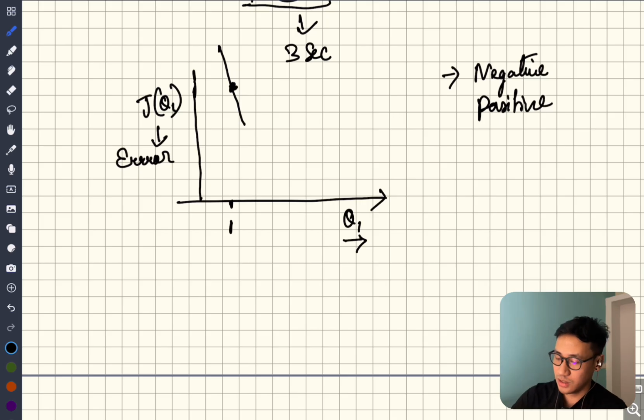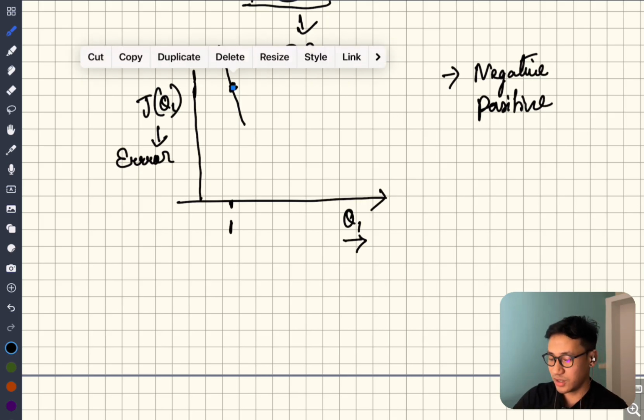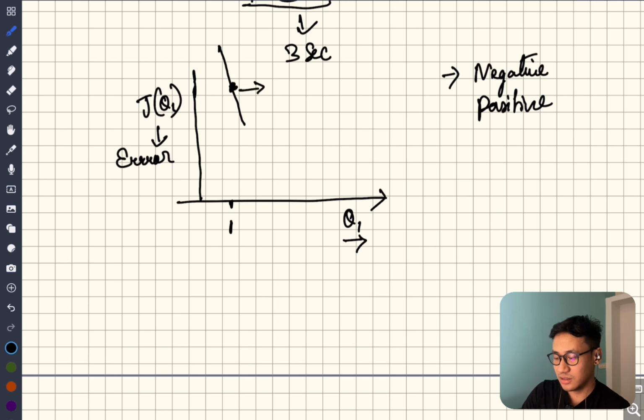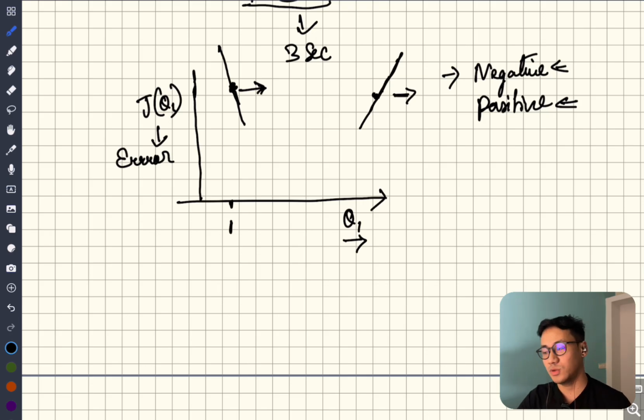Negative slope means what? After this point, on the right side, the steepness is pointing downwards. Okay, the steepness being downward means this is a negative slope. Let's say at another point the slope is like this, meaning on the right side the steepness is pointing upwards. So this becomes a positive slope, because after this point it points upwards, and here it is pointing downwards. We have to see from left to right: this is a negative slope, this is a positive slope.